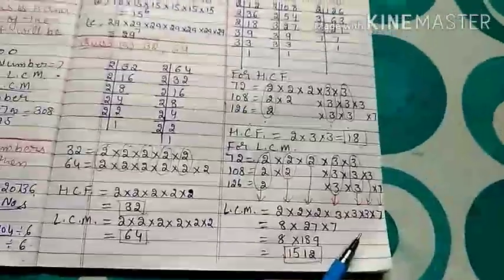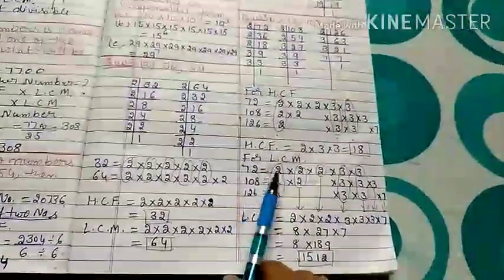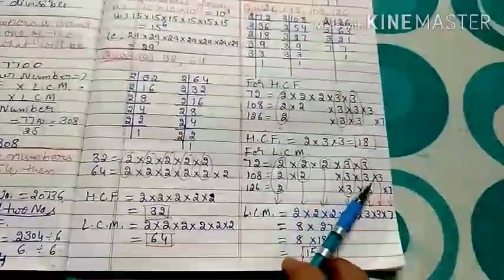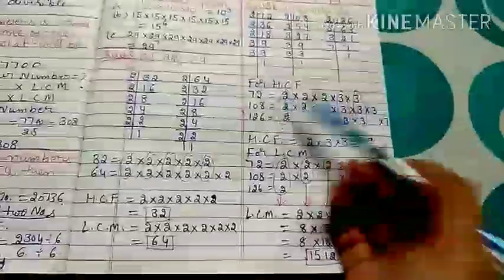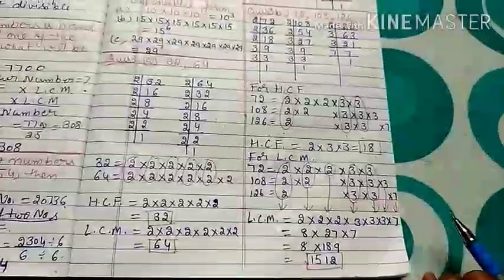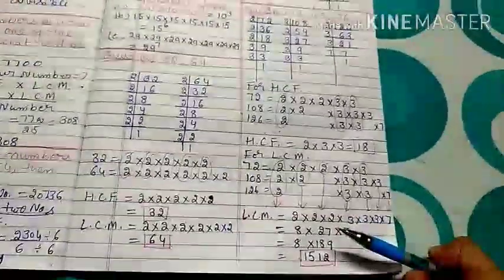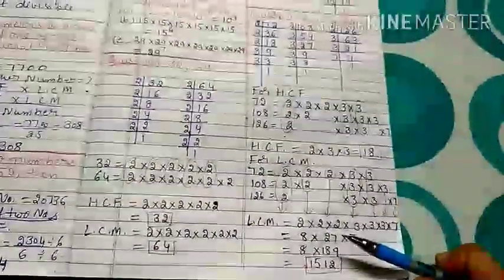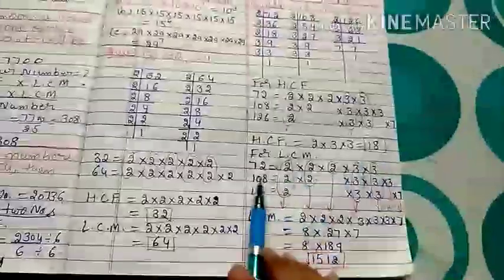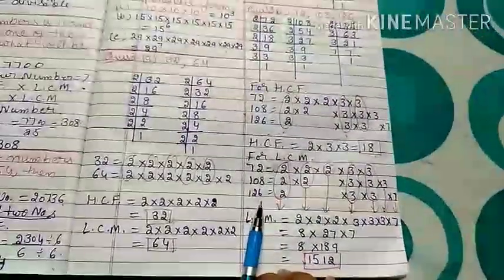Now how do you find the LCM? By the same prime factors method. First I will write the factors in a particular manner. For HCF we can write the factors any way, we just have to find the common factors, but here in LCM we have to write all the factors, but common factors we have to write only once. Here like 72, 108, 126.